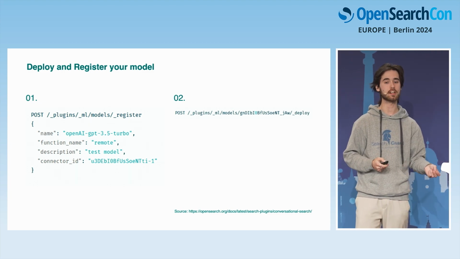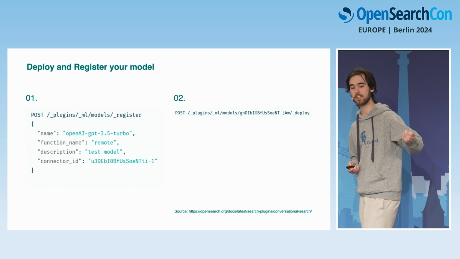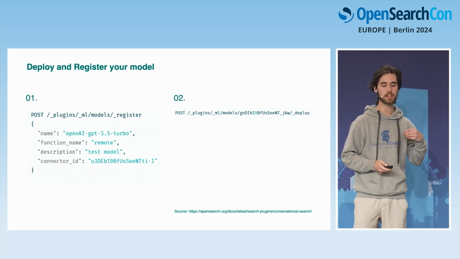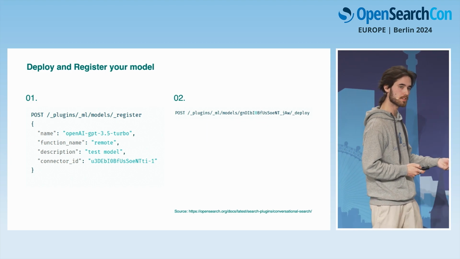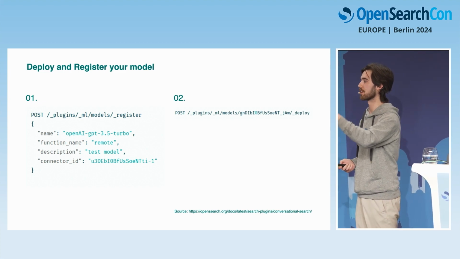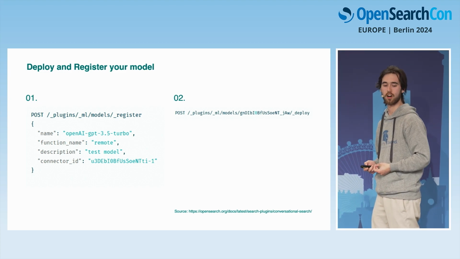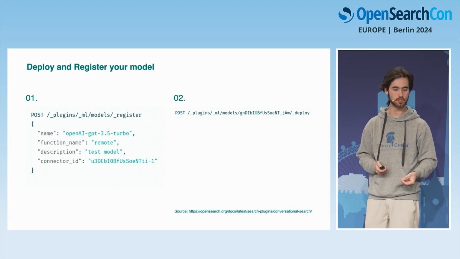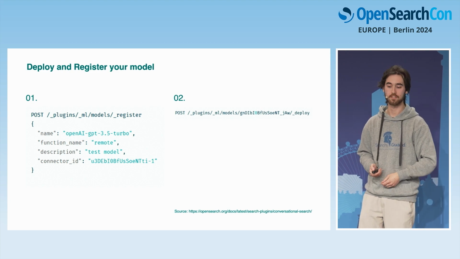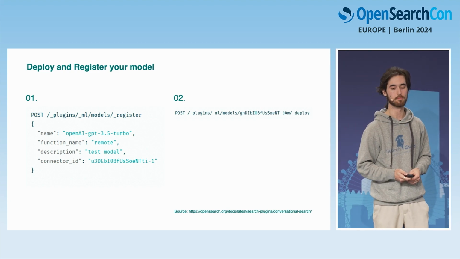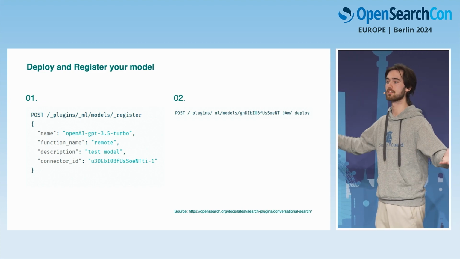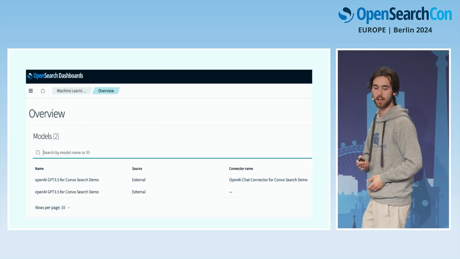After that, two very simple things. You will get a connector ID from running this piece of code, which will be used to deploy and then register your model. So registering is very easy. Once again, you give it a name, give it the function name, which is remote in this case, because it is a model that is existing outside of OpenSearch. It's living somewhere else, so it is a remote function of registration. You give it a description, and then finally the connector ID that you acquired from the previous run of the command. After that, you deploy the model. You use the model ID that you acquired from your registration, you deploy it, and then it'll be connected to your OpenSearch cluster, which you can see here.